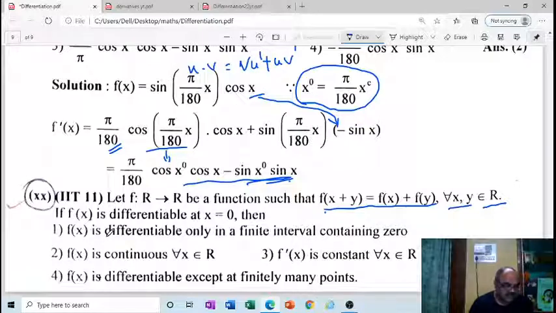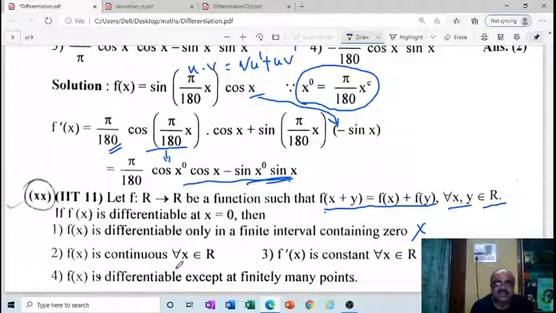Number 1, f of x is differentiable only in a finite interval containing 0. F of x is differentiable only in a finite interval containing 0. No, not true.